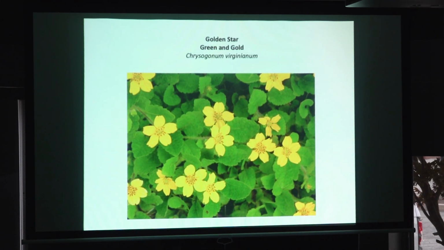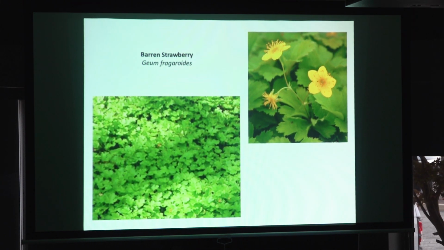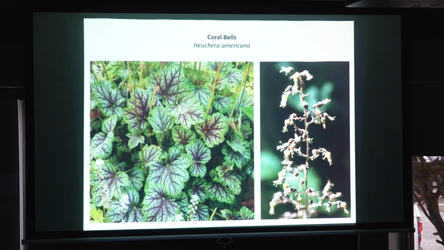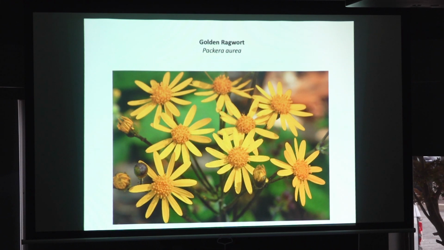Golden star, or green and gold. It's not all that fast growing. Boy does it do a good job of covering the earth with foliage, and so does barren strawberry, so named because it doesn't create a strawberry, and notice how the flowers are yellow, not white. But the foliage does a good job. Coral bells in the shade, foam flower again in the shade, golden ragwort.